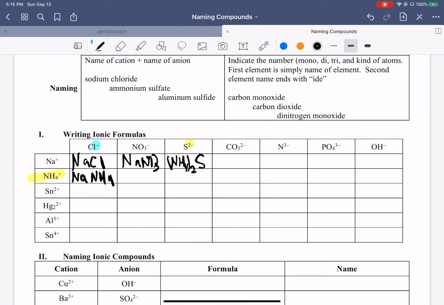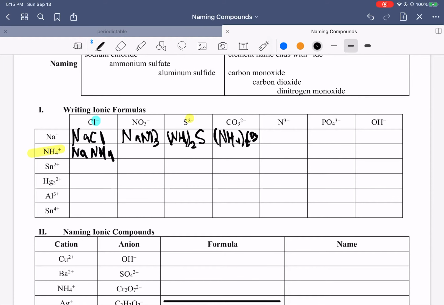Same thing here, NH4, oops, 2CO3, okay? Kind of running out a little bit of room. So you can see how that works, okay?